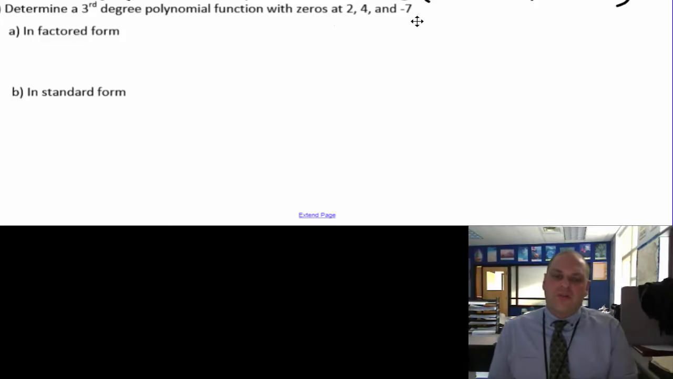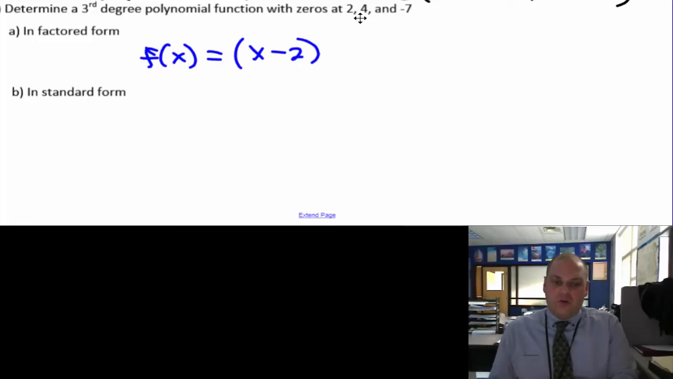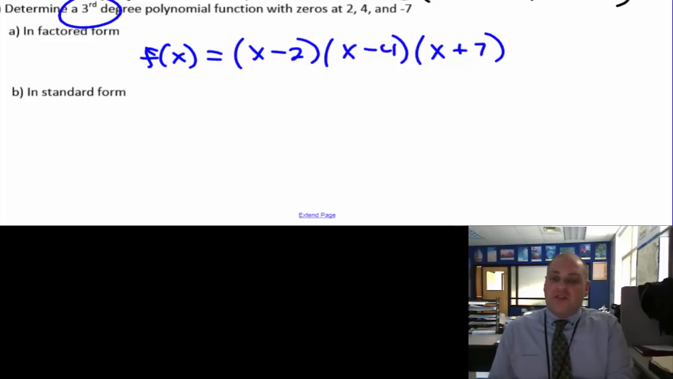Determine a third degree polynomial with zeros at 2, 4, and negative 7. All right, well, that's pretty simple. So f of x equals, we're going to have to go x minus 2. If 2 is one of the zeros, x minus 2 is a factor. If 4 is one of the zeros, x minus 4 is a factor. If negative 7 is a root, x plus 7 must be a factor. So there it is. And it's third degree, so I only need the 3. I don't need the multiplicity. I don't need to square anything.